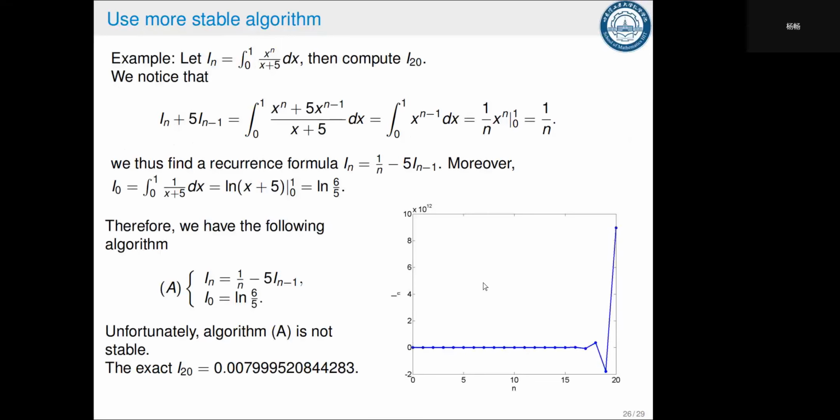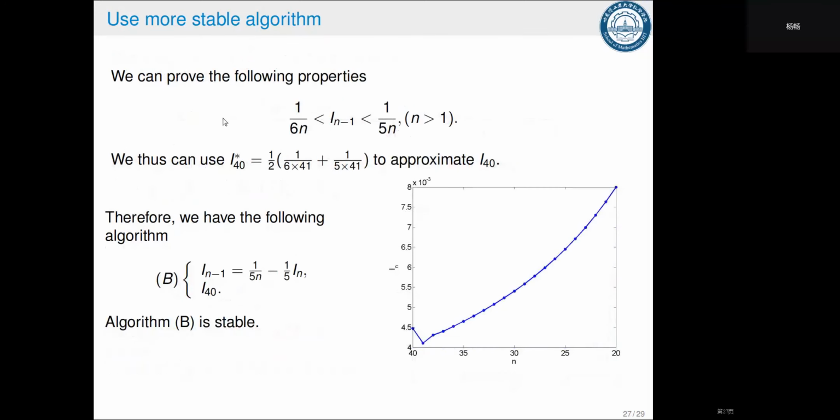Okay, so do we have a way to propose a more stable algorithm? The answer is yes. We can propose a more stable algorithm like this. You see, here I propose the algorithm B, and what's the difference is that instead of this algorithm, it seems that we use a backward algorithm.